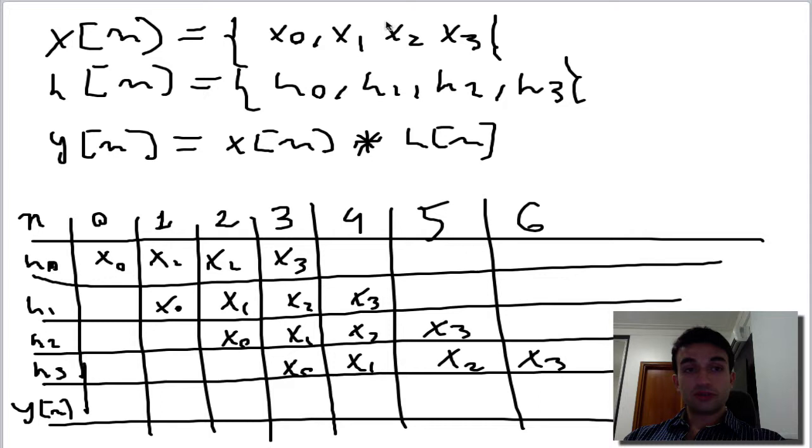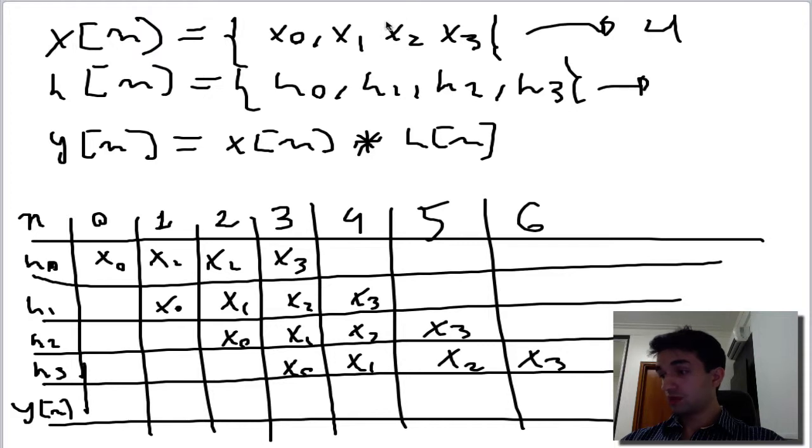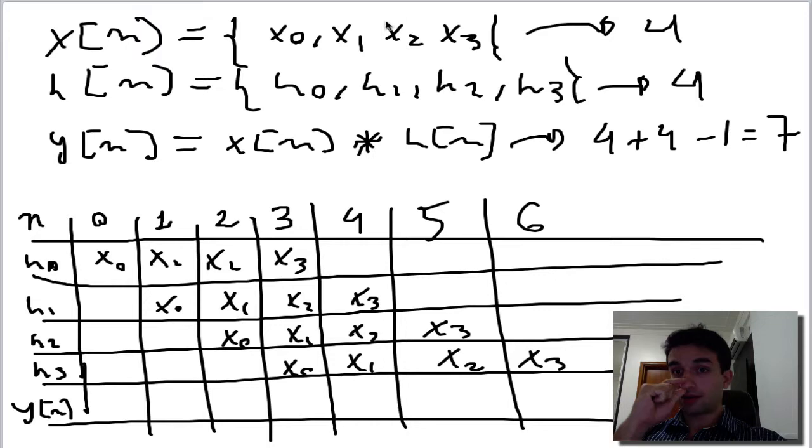So we can see the result of the convolution y of n has 7 samples. And why is that? Well, the first sequence has 4 samples. The second sequence has also 4 samples. And we know the discrete convolution between two finite sequences with lengths a and b has length a plus b minus 1. So in this case, y of n has length 4 plus 4 minus 1, which is equal to 7. So 7 samples in y of n.